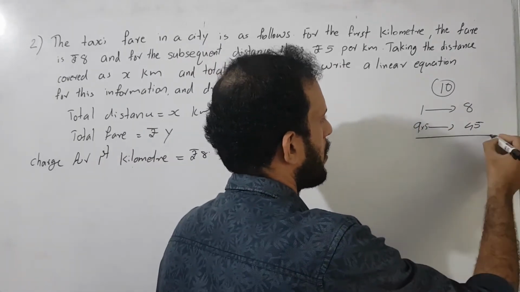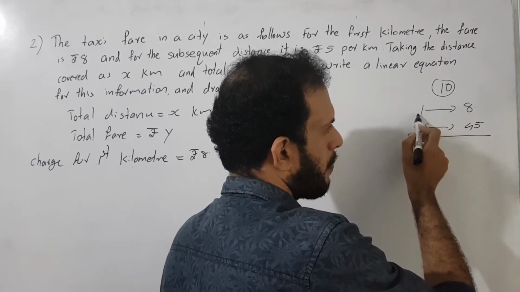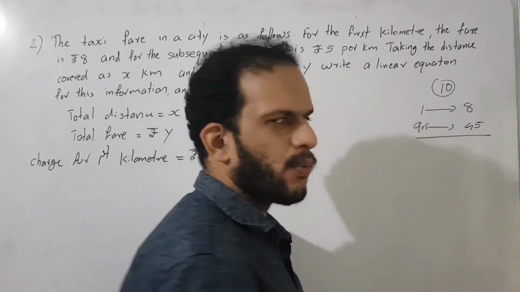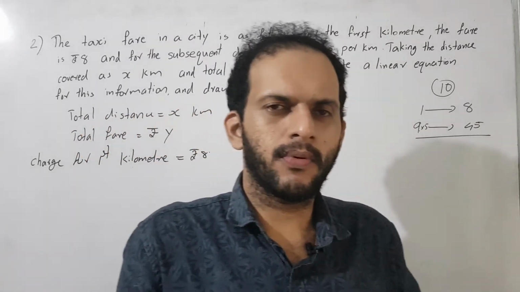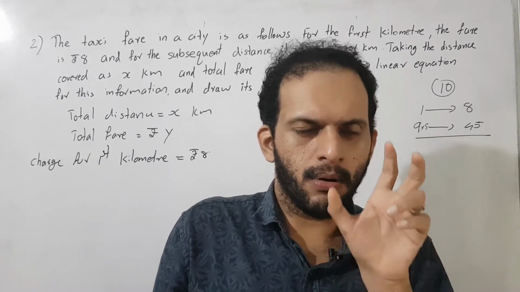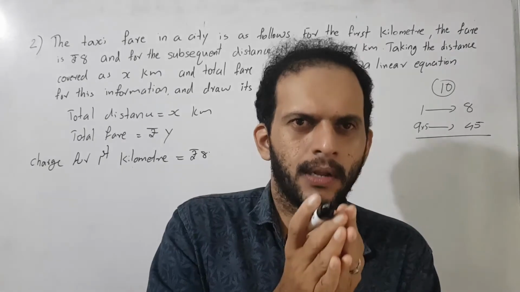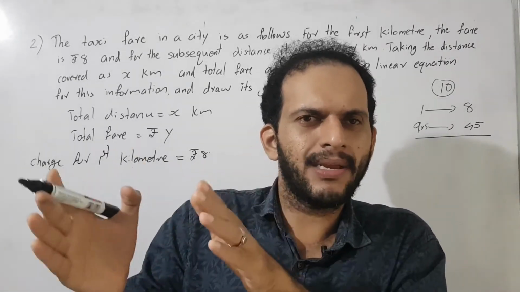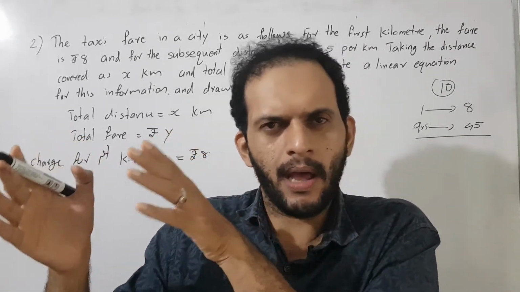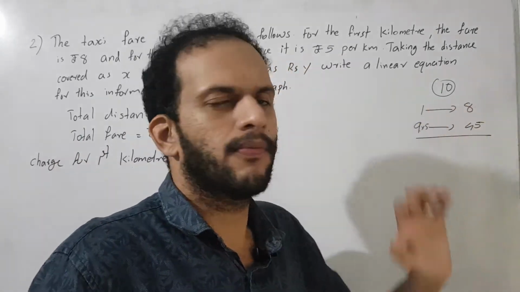So the total fare is equal to the charge for the first kilometer plus the charge for the subsequent distance. Correct? അപ്പോൾ ടോട്ടൽ ഫെയർ എന്ന് പറയുന്നത് എന്താണ് മക്കളെ? ടോട്ടൽ ഫെയർ എന്ന് പറഞ്ഞാൽ ആദ്യത്തെ 1 കിലോമീറ്ററിൻ്റെ ചാർജും പിന്നെ വരുന്ന അഡീഷണൽ എത്ര കിലോമീറ്റർ ആണോ നമ്മൾ ട്രാവൽ ചെയ്യുന്നത് ആ കിലോമീറ്ററിൻ്റെ ചാർജും കൂടെ ആഡ് ചെയ്തതാണ് ടോട്ടൽ ഫെയർ.